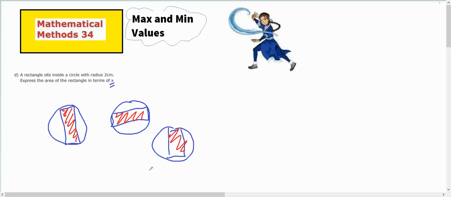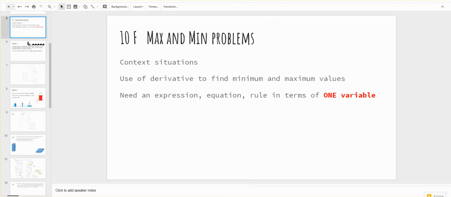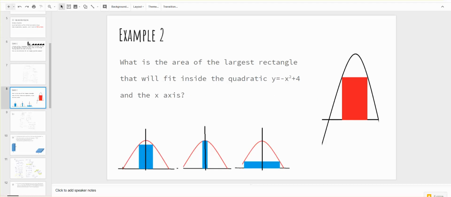Now, the question actually comes from this section of chapter 10, maximum and minimum problems, where we need an expression in terms of one variable. And it's looking at questions like this: the area of the largest rectangle that fits inside this quadratic. So we put an axis that runs through the middle of the quadratic, so then I can express the area of the rectangle in terms of x.